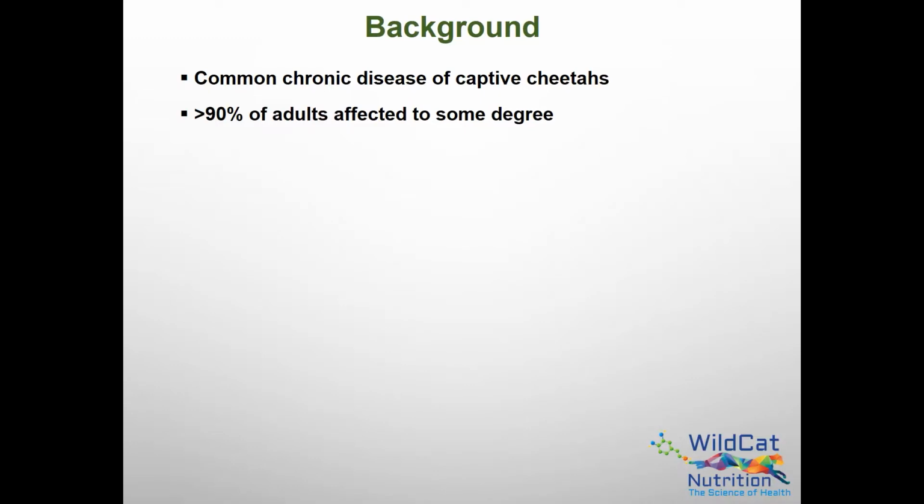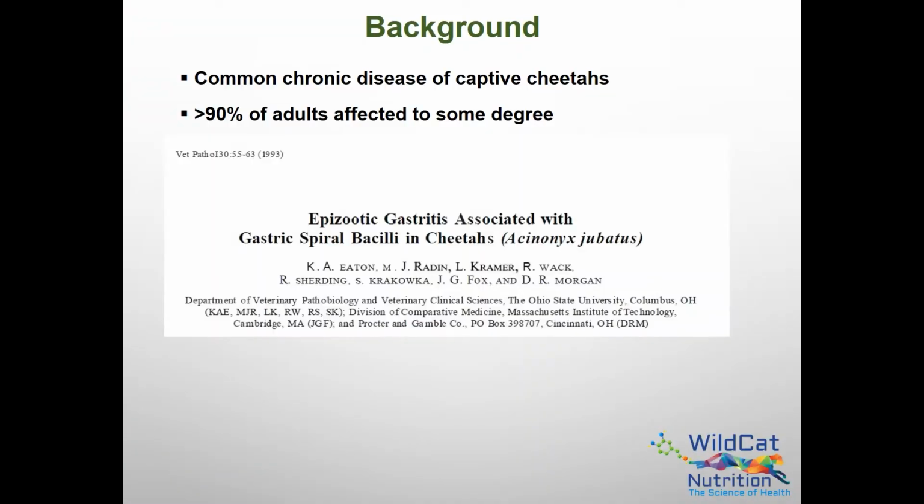So just some of the background. This is, as I've already indicated to you, a common chronic disease of captive cheetahs. More than 90%, as in that one study, 90% of adults were affected to some degree. Now, that doesn't mean that they're going to have any clinical symptoms, but if you had to biopsy their stomachs, they would have evidence of gastritis in the stomach biopsies. This was the first paper by Eaton that came out, in 1993, on what they called then epizootic gastritis associated with gastric spiral bacilli in cheetahs.